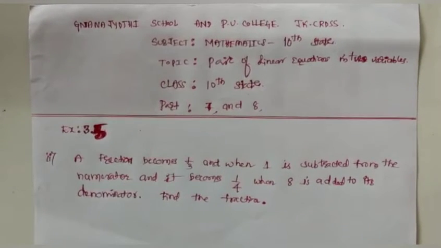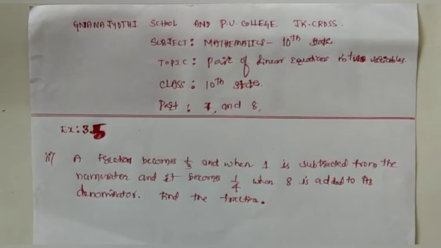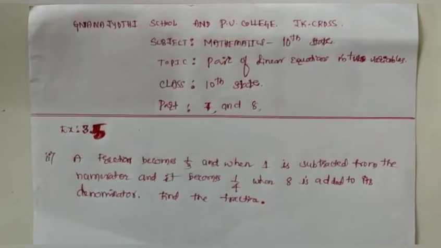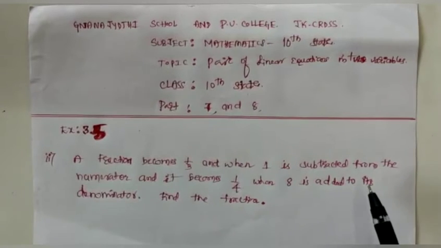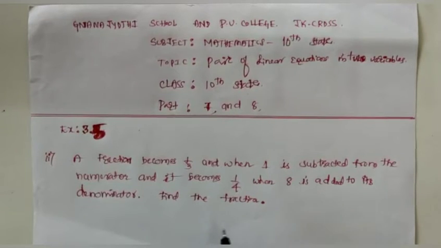In the previous class, we were discussing the pair of linear equations in two variables. So under Exercise 3.5, we have the second question. That is a verbal sum. A fraction becomes 1 by 3 when 1 is subtracted from the numerator, and it becomes 1 by 4 when 8 is added to its denominator. Find the fraction.